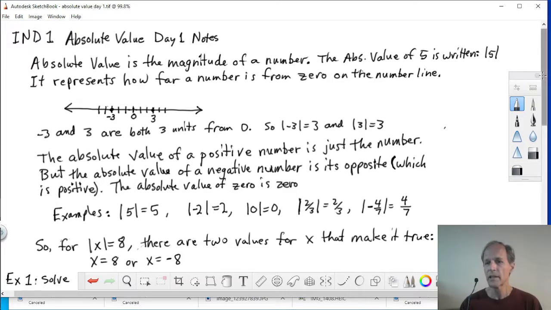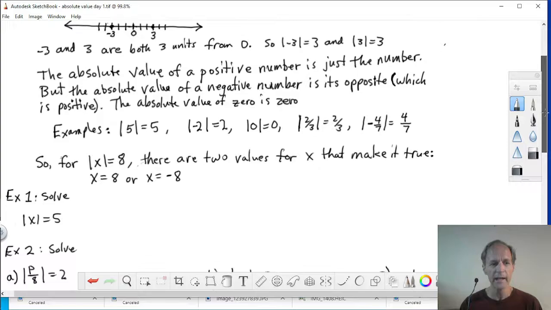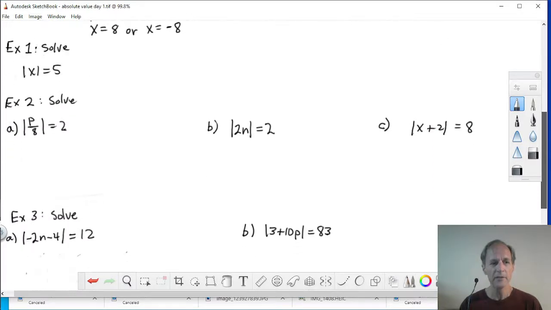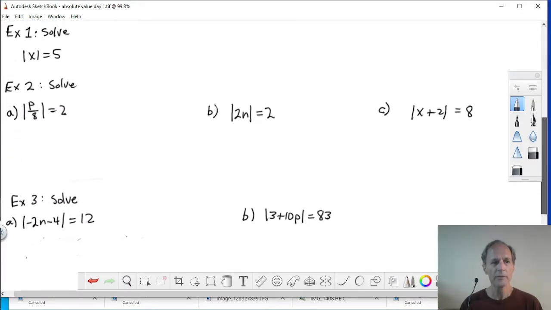So let's look at solving some of these that have absolute value expressions. The first one is the real simple one like we just looked at. Solve for x when the absolute value of x is 5. What are the possibilities for x? Well, x could be 5 or x could be -5.